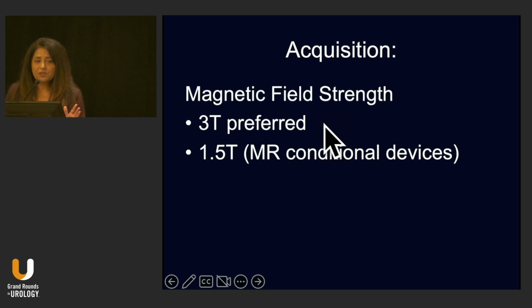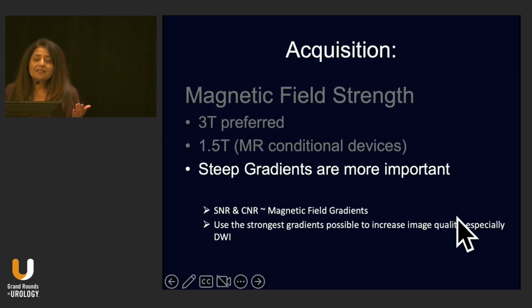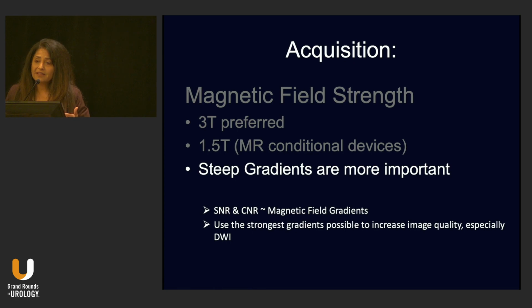Now, oftentimes with acquisition, most people just ask me the question, what strength is your magnet? Because most people want to do 3T, and of course that's preferred. But the problem is, it's not necessarily the field strength, it's really the gradients on the scanner. To get the best signal to noise and contrast to noise ratio, it's really the magnetic field gradients that are important. The newer scanners have really good field gradients, but not all of them. Even some 3 Tesla scanners, because steep gradients are more expensive, do not have them. With steep gradients, you can do stronger gradients, you can get a lower echo time, which gives you better diffusion imaging.